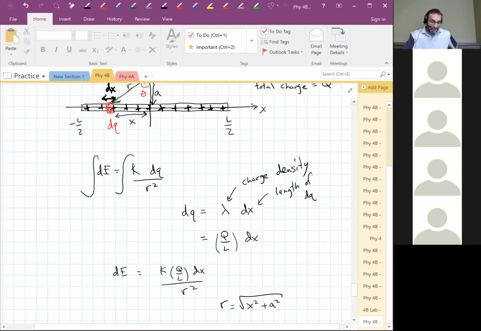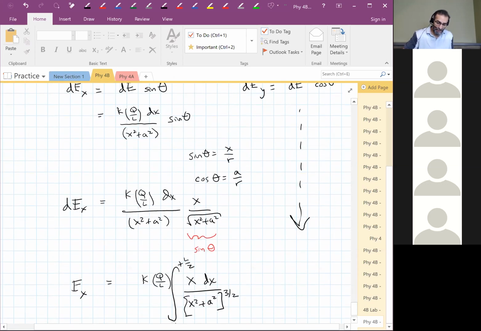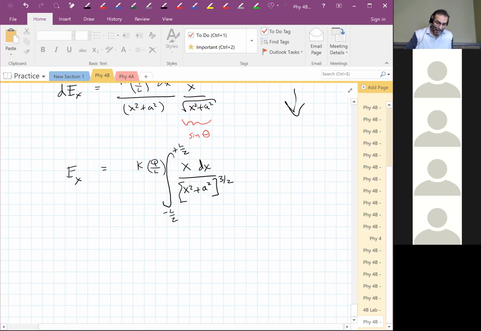Okay, so what do we know about the electric field on the y-axis? We know it only has a y component. E sub x has to be 0, right? By symmetry. Every point on the left side has a component this way. Every point on the right side has a component this way. In the x direction, they cancel out. In the y direction, they add together. So we know E sub x has to be 0. So if I was doing this on an exam, the very first thing I would write is E sub x equals 0 by symmetry. And then I would only solve it in the y direction.